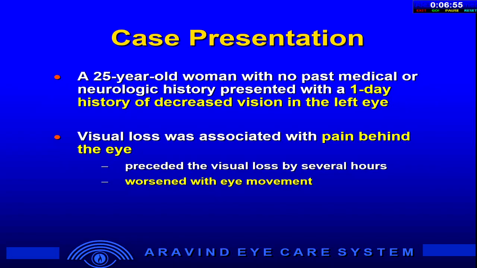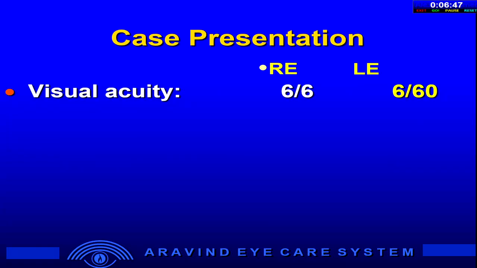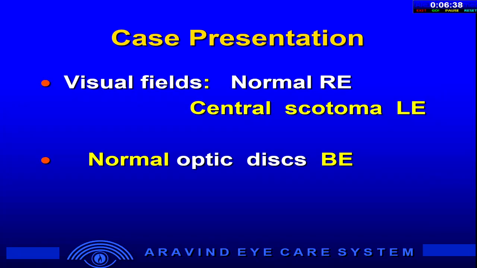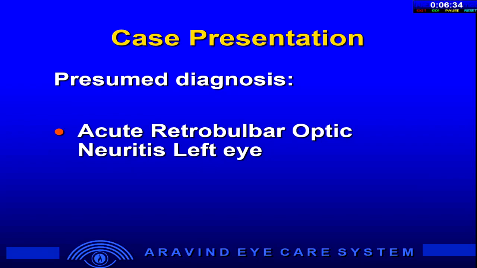We'll start with the case presentation: a young woman presenting with a one-day history of decreased vision in the left eye associated with pain that worsened on eye movements. The visual acuity in the left eye was 6/60 with decreased color vision and a relative afferent pupillary defect. There is a central scotoma in the left eye with normal optic disc in both eyes. So presumptively, we make a diagnosis of acute retrobulbar optic neuritis.